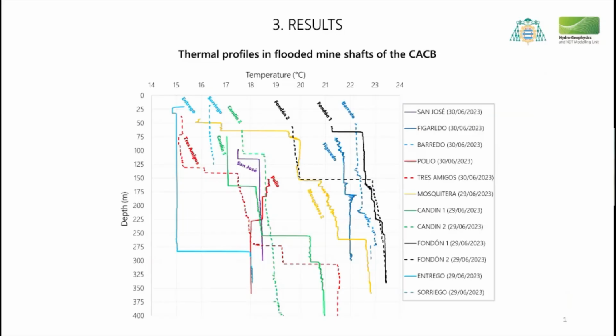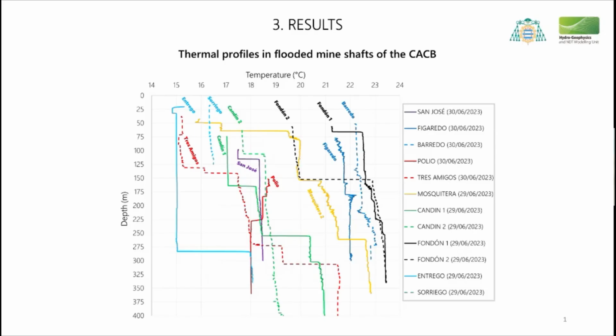Starting with the first result, we can see the temperature profiles for all the monitored mine shafts, 12 in total, for the same date. As you can see, there is a strong variability between shafts, both in terms of absolute temperature and vertical stratification. Some profiles show well-defined thermal layering, with these jumps that we can see at different levels, while others are more homogeneous, suggesting different hydrodynamic conditions.